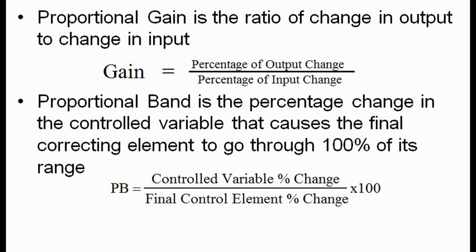In electronics, when we're talking about gain, we say it's V out over V in. But in control electronics, it's always percentage output divided by percentage input change. And then the other formula also has to do with the percentage of change.